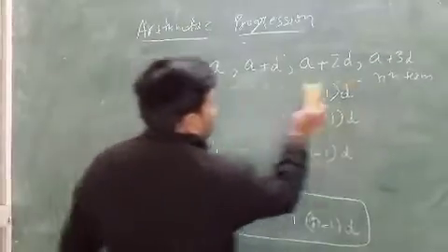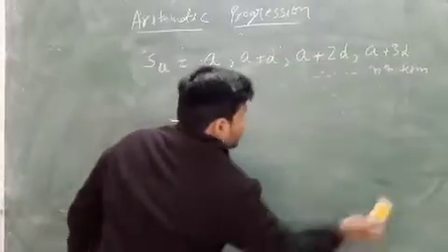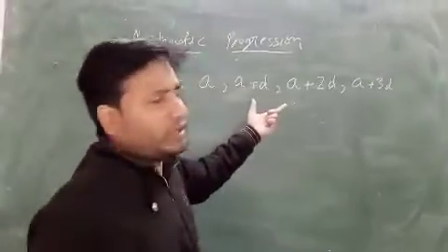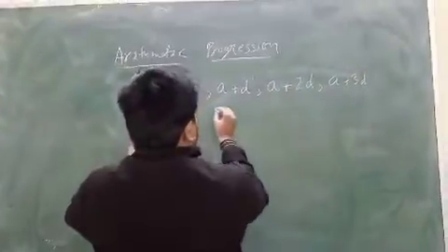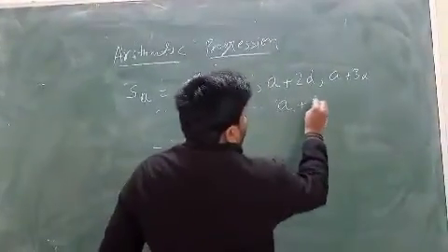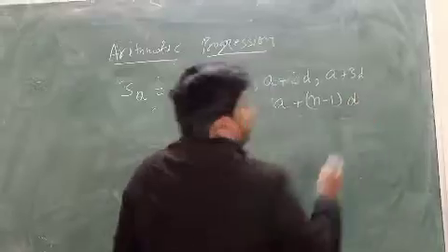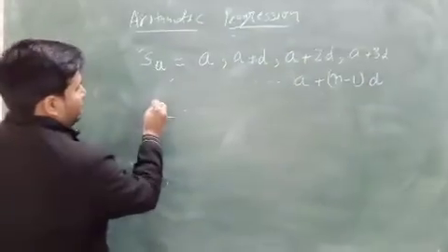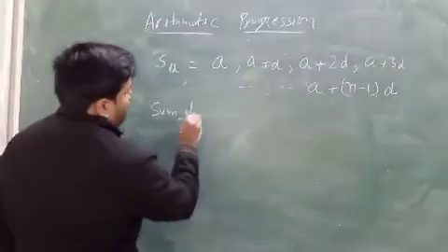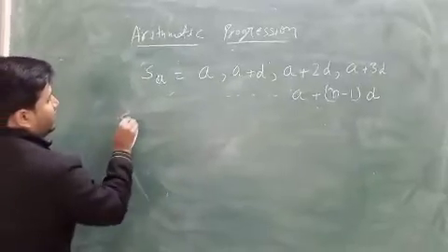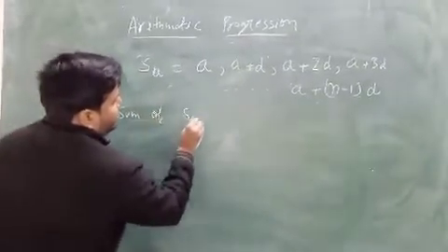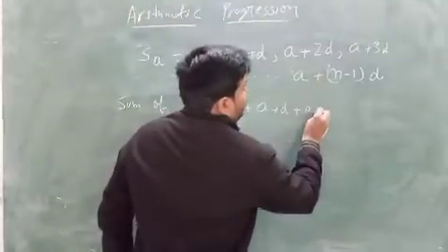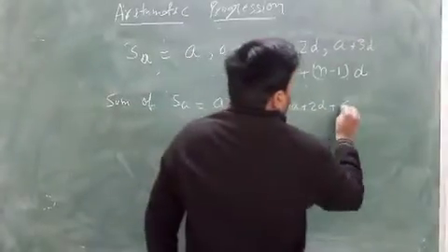Now we are going to find the series of this arithmetic progression. This series goes up to the nth term. What is the nth term? a plus (n minus 1) into d. Now we are going to find the sum of this arithmetic progression. So the sum S is equal to a plus (a plus d) plus (a plus 2d) plus (a plus 3d).